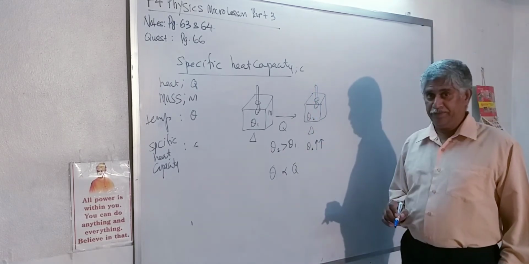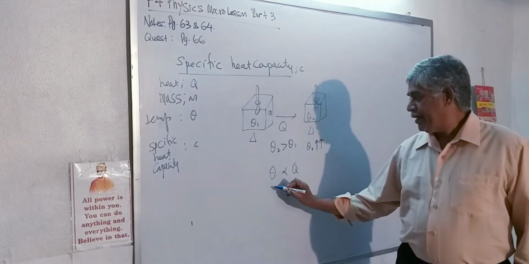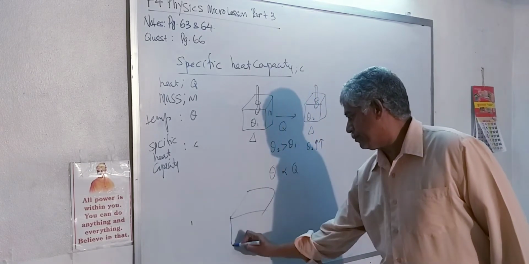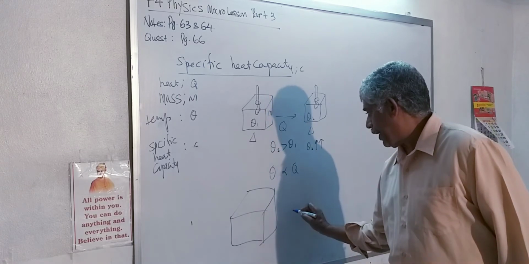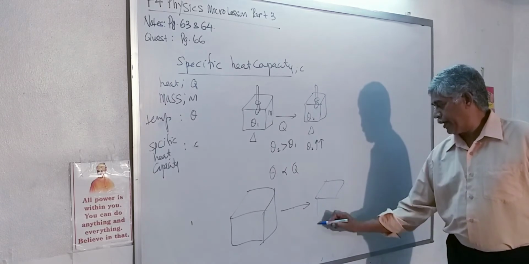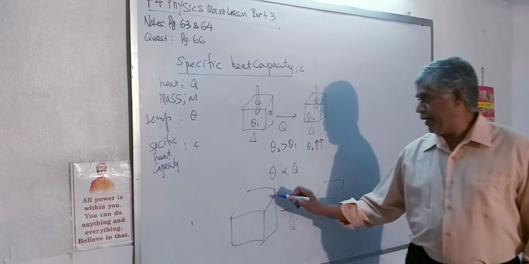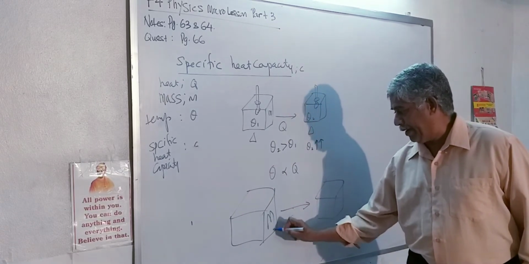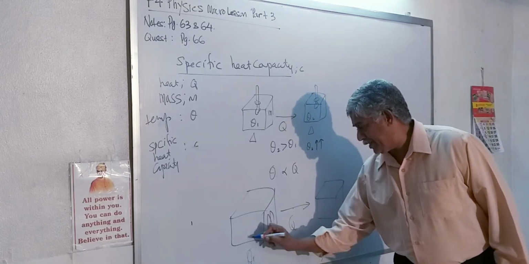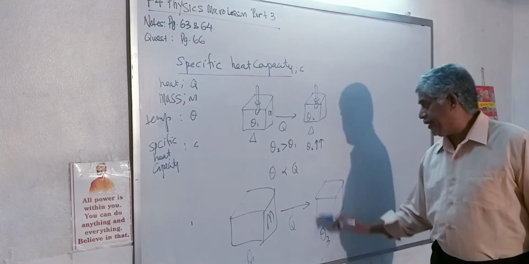At the same time, I can also change the mass. Instead of using a small block, let's say I use a bigger block and heat it up with the same amount of heat. This is big M, a bigger mass. Do you think the temperature, initially theta 1, will reach, let's say, theta 3? Is it going to be the same as theta 2?